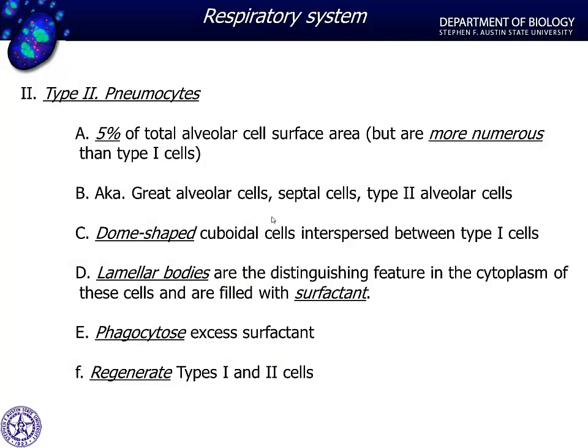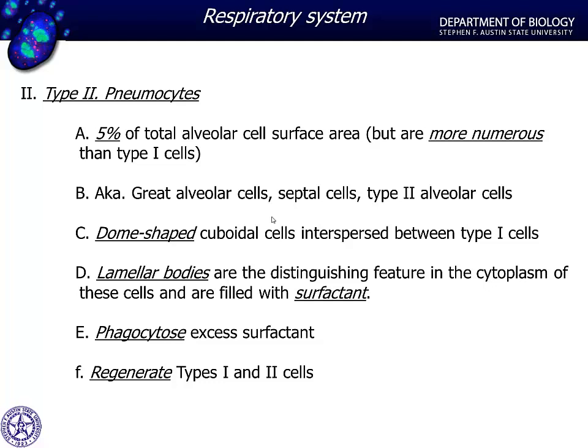Now the other major cell type we have are the type 2 pneumocytes. These are also called great alveolar cells, septal cells, or type 2 alveolar cells, and they account for about 5% of the total surface area, but they're very abundant. They're just not flat and spread out. They're more rounded and fairly large, and in fact there are more of them than type 1 cells.